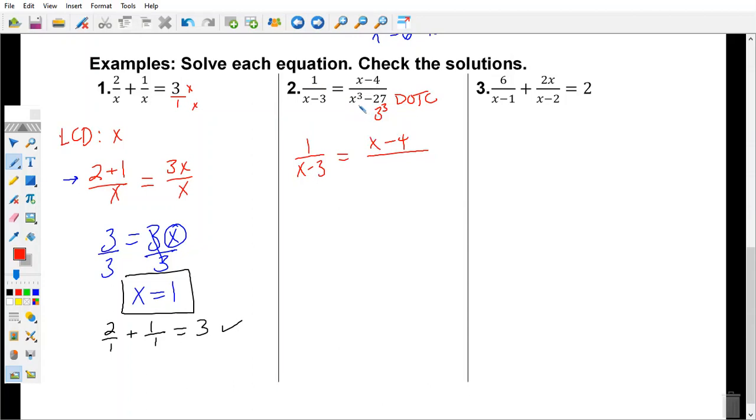Remember, when you're doing difference of cubes, you're taking the cube root. So we end up with x minus 3. That's our first factor. But then our second is actually going to be x cubed.